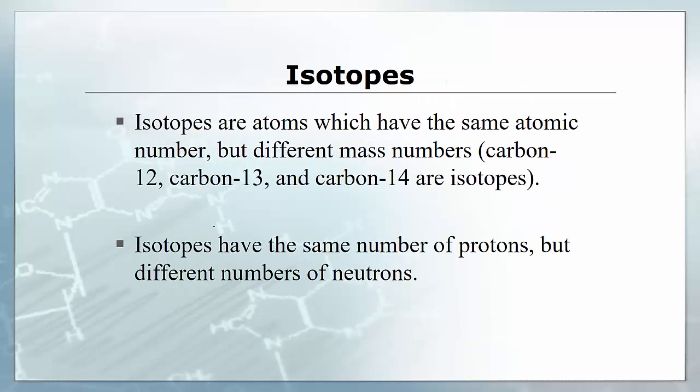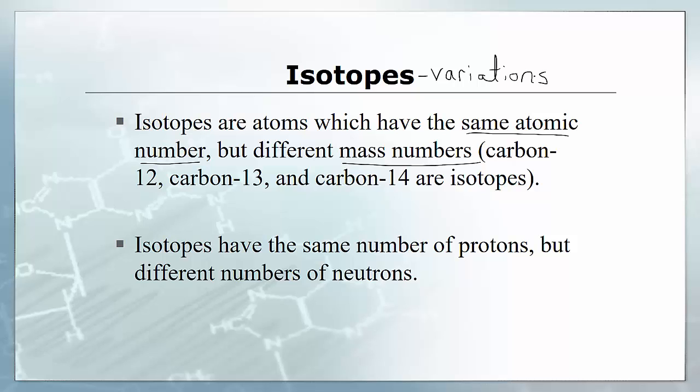Then we have isotopes. Isotopes are atoms that have the same atomic number, but different mass numbers, like what we were talking about before. So isotopes you can think of as being variations, like cousins, shall we say. Carbon 12, carbon 13, and carbon 14 are all isotopes of carbon.